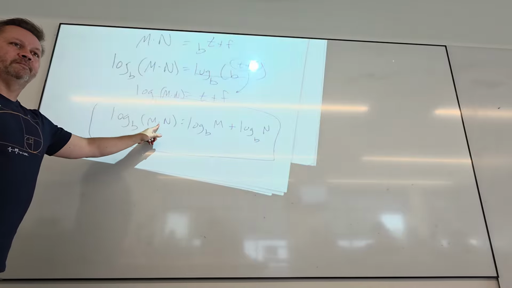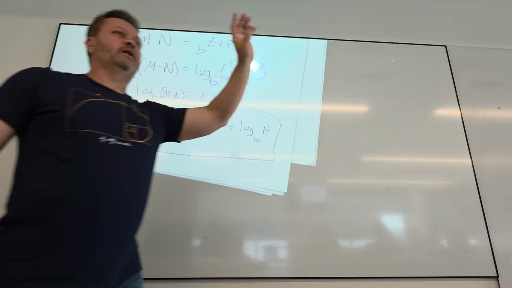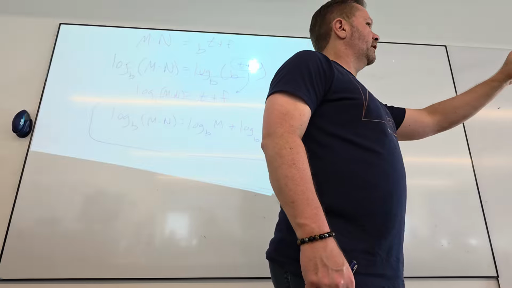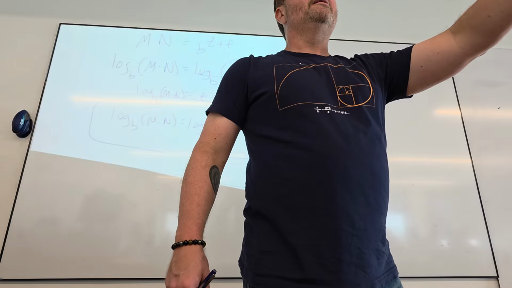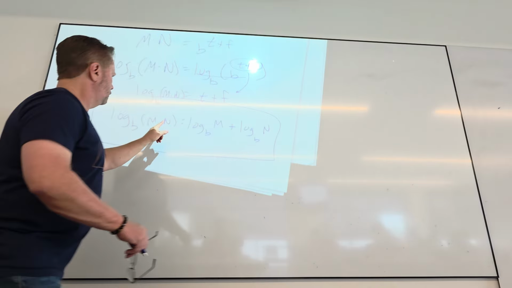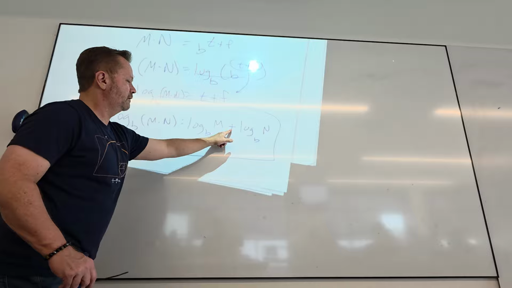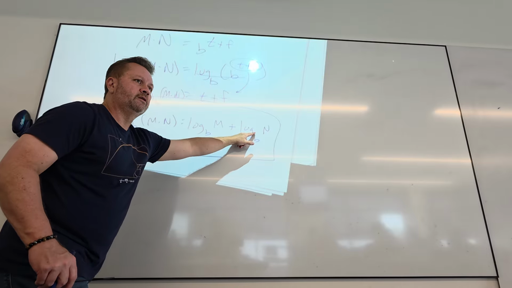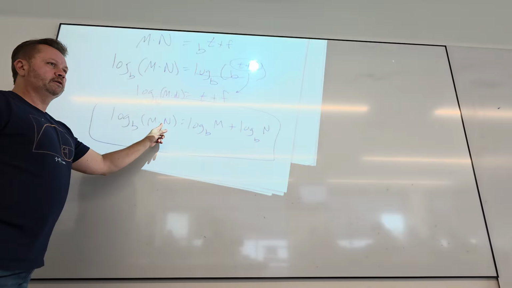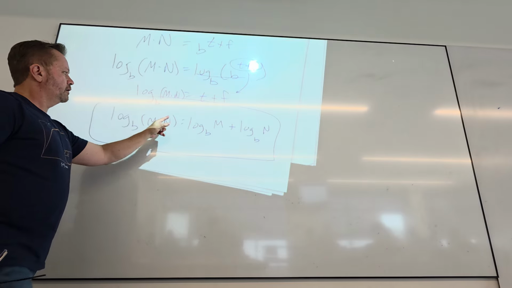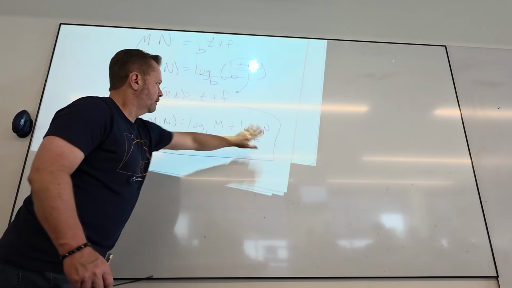And am I multiplying them? What do I do when I have two things with the same base and I multiply them? What do I do with the powers? You add. What's a log again? A power. So when I have two things with the same base, I add the powers. It's the same property. Do you guys see that? I have two things, same base, multiplying, so I add the powers.